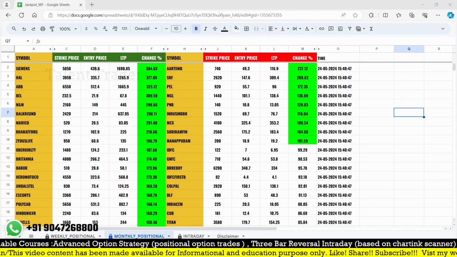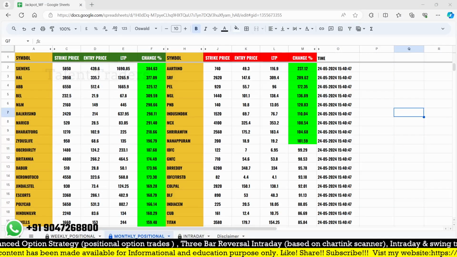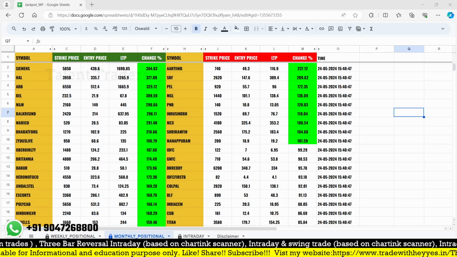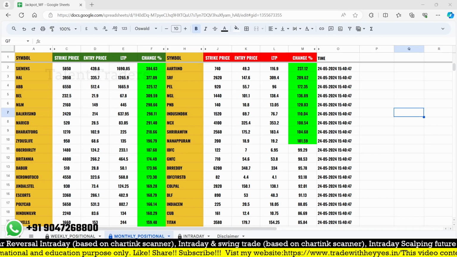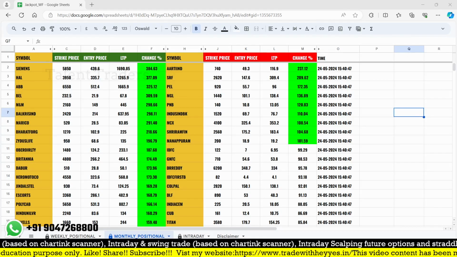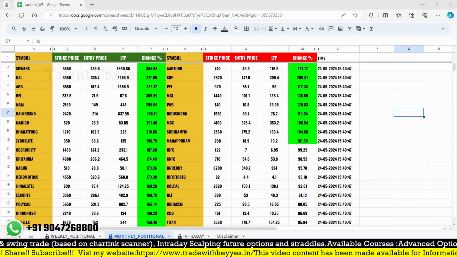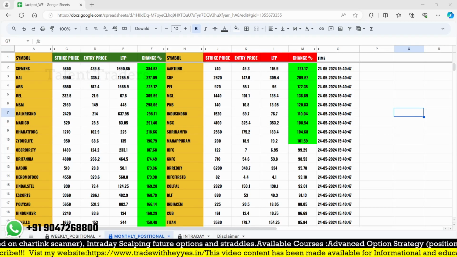So based on our Google Sheet, this is how we are running our advanced option strategy. It's a tool for helping to find the trades based on our advanced option strategy concepts. For the month of May, we are nearing the expiry. Already, based on our concepts, we are closing our monthly positional by the 24th.